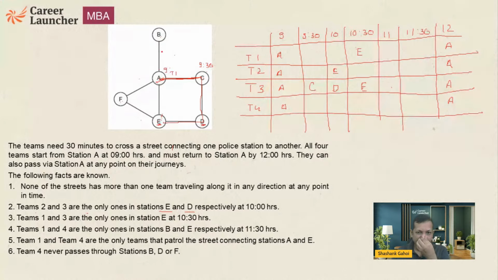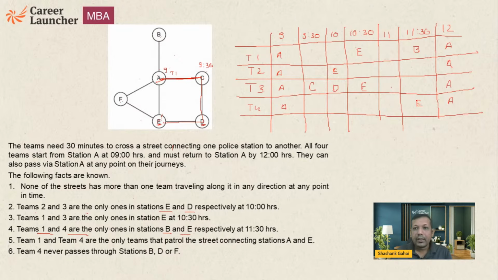B. So what is the other possible outcome? E, A, E, A. That's a possible outcome. Okay. Team 1 and 4 are the only ones at stations B and E at 11:30. Team 1 is at B, and team 4 is at E.